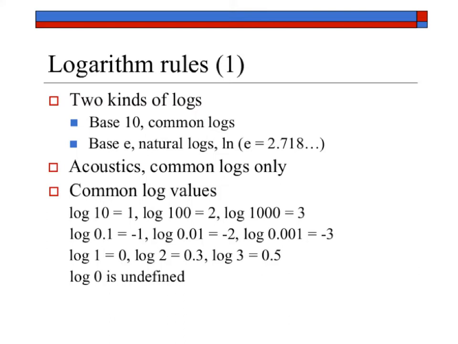It's helpful to sometimes remember a few of the easy logarithm values in between these powers of 10. For example, the logarithm of 2 is 0.3. The logarithm of 3 is approximately 0.5. The only thing you can't do with logarithms is the logarithm of 0. That's undefined.